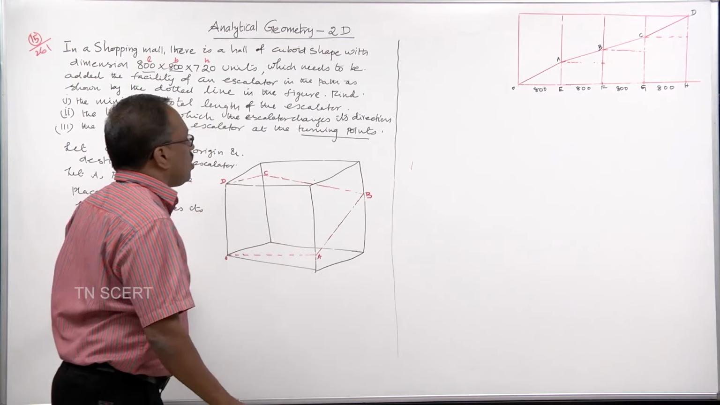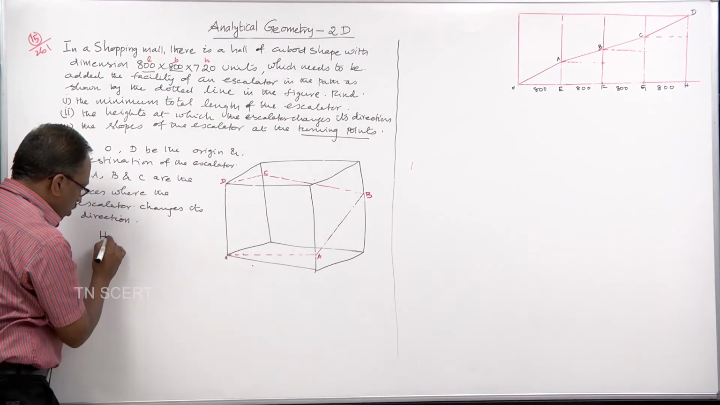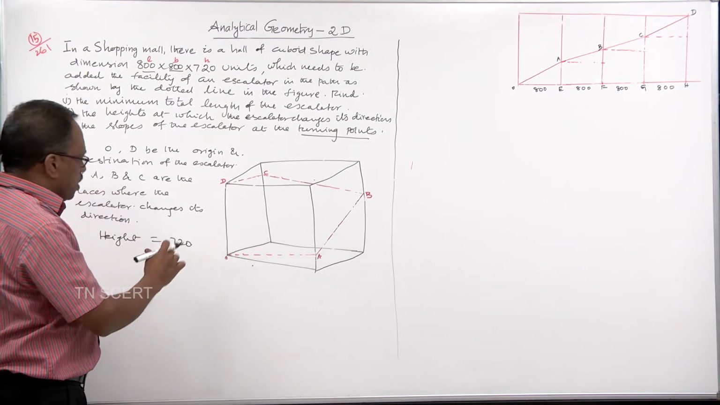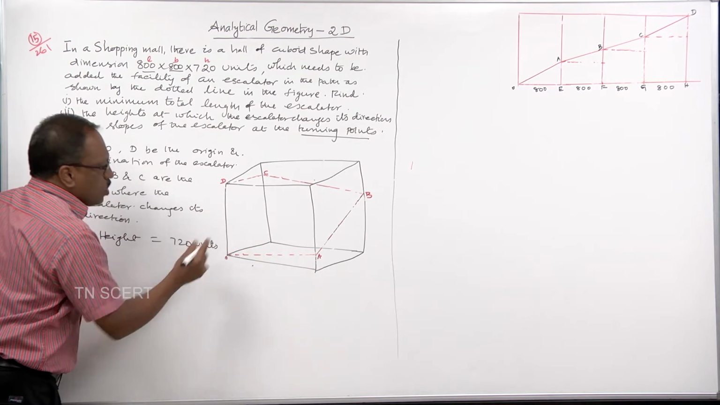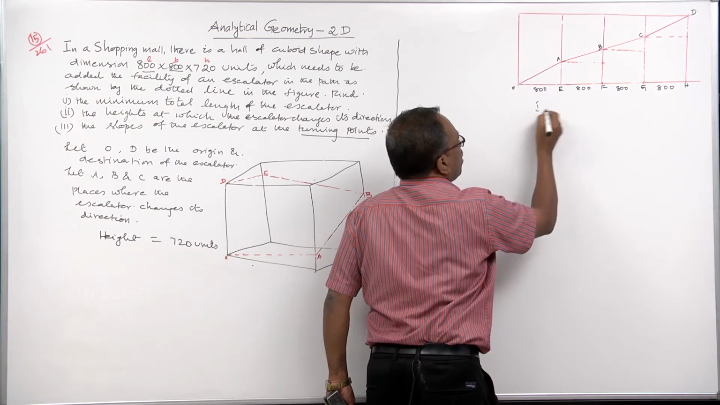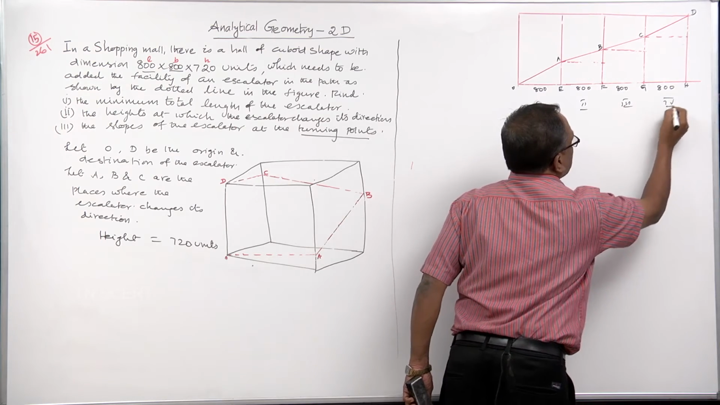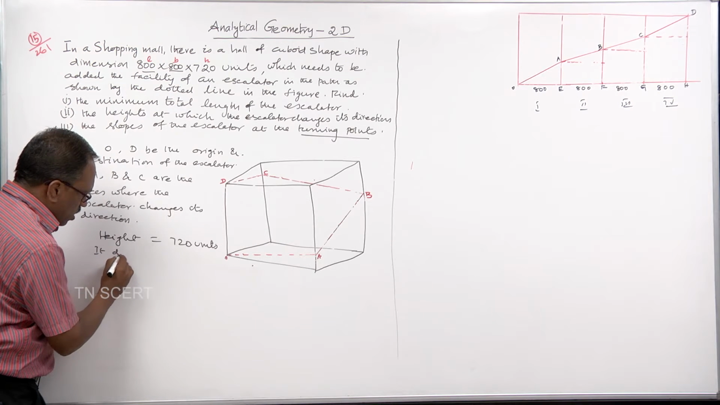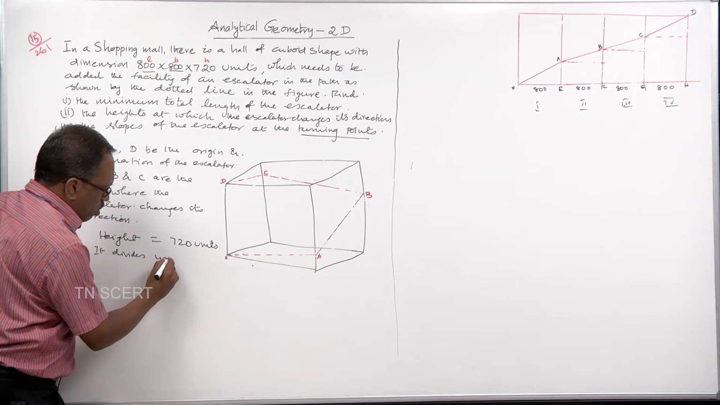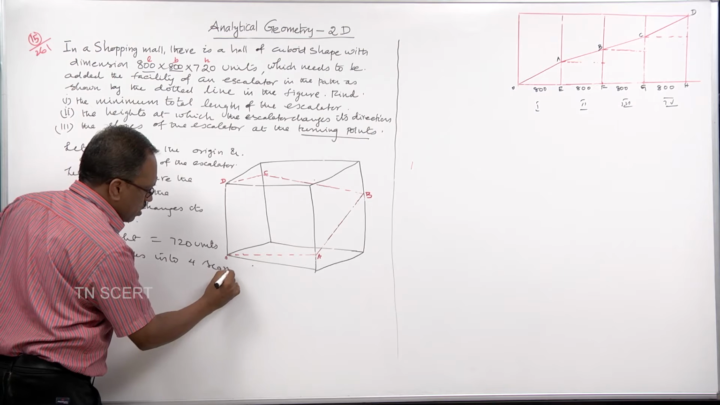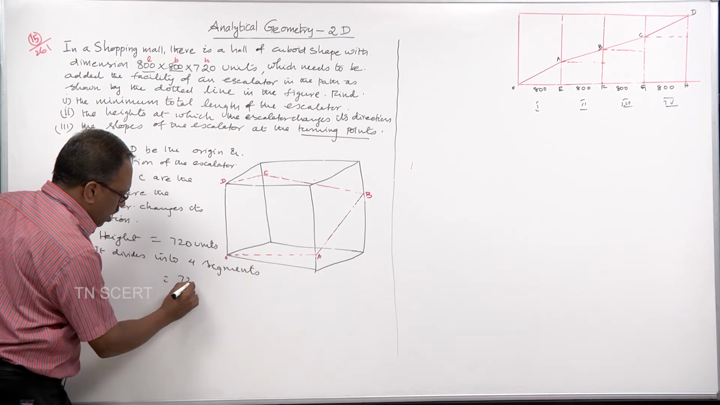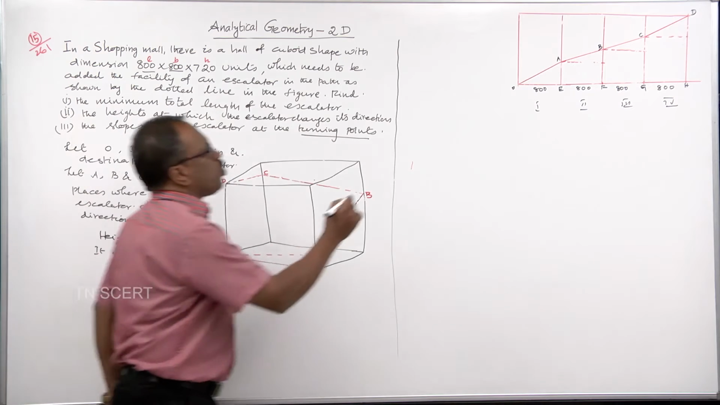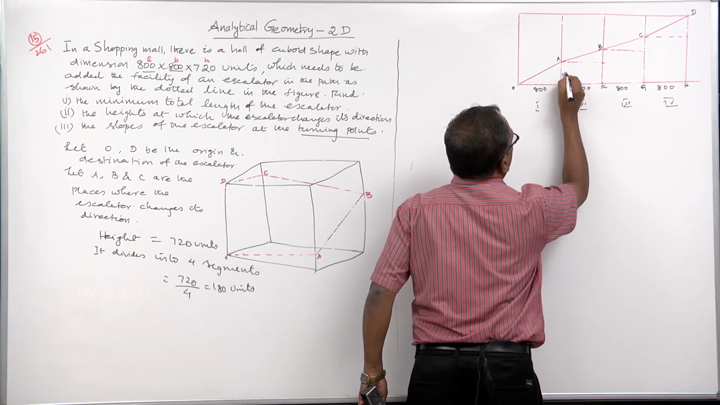But the entire thing is how much now? The total height is 720 here. It comprises 720 units. So it divides into how many segments? 1, 2, 3, 4. There are 4 segments. So 720 divided by 4 is 180 units. So each part is nothing but 180.